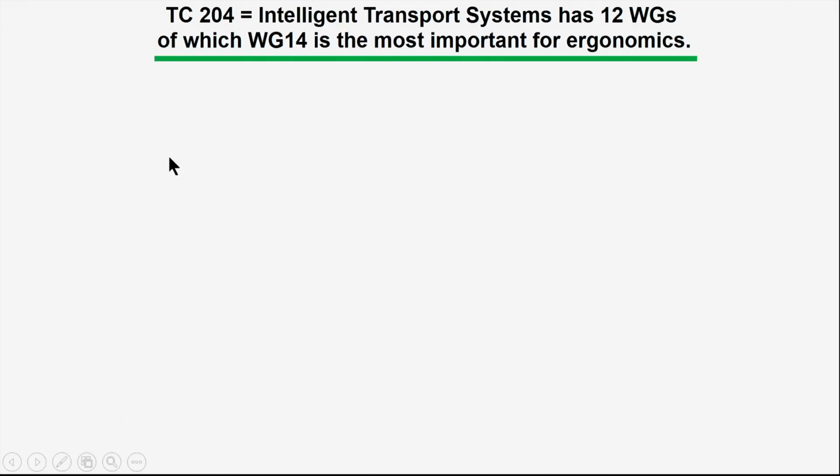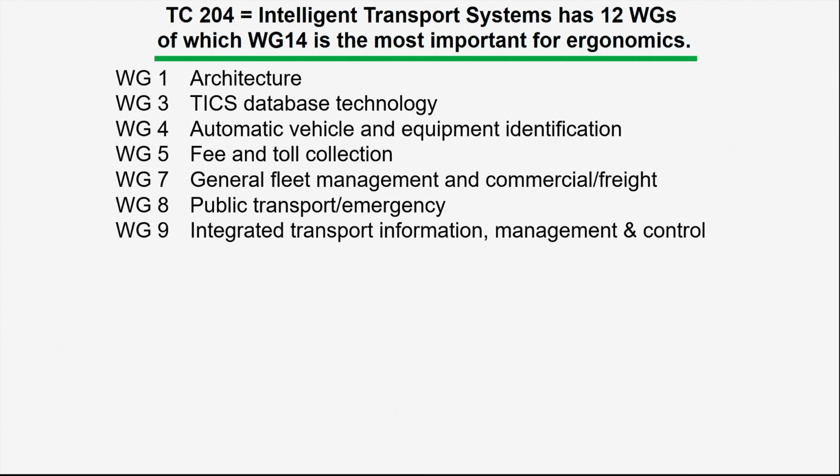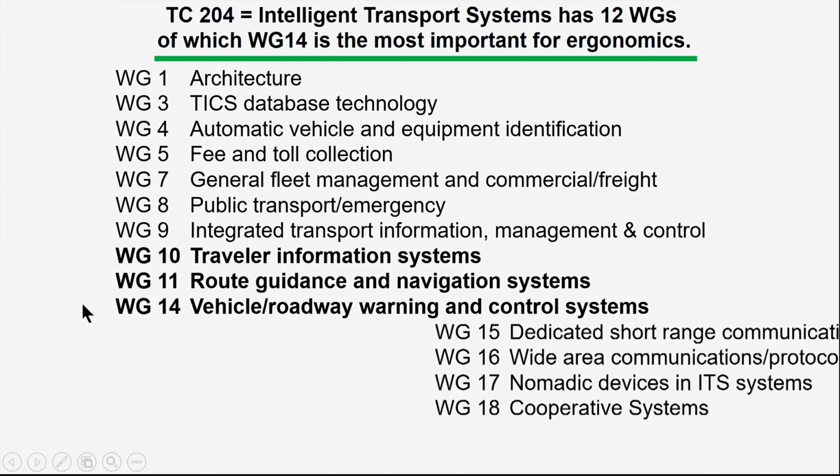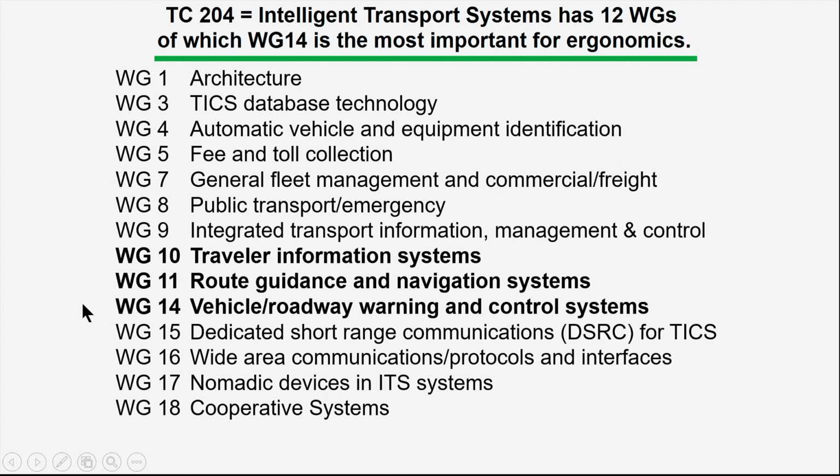So let me talk a little bit more about Technical Committee 204. The most important one is Working Group 14. Here's some examples of some of those committees. They're concerned with various things related to intelligent vehicle technology. The 3 subcommittees that are most important are Traveler Information Systems, Navigation System, and systems having to do with warnings. But there are others as well that are of importance and they need to know about.